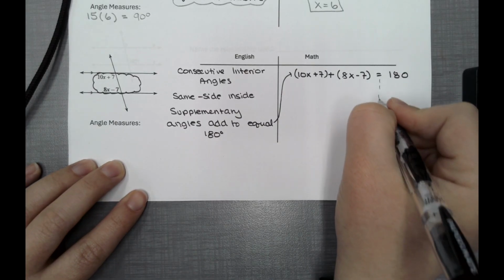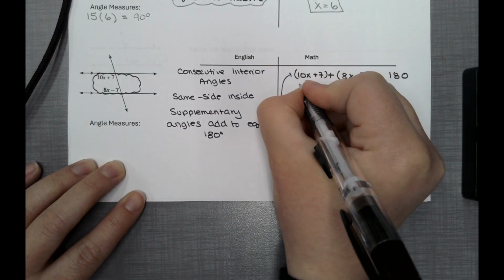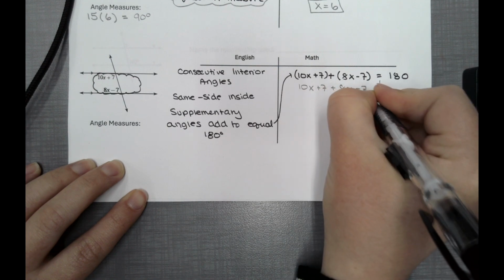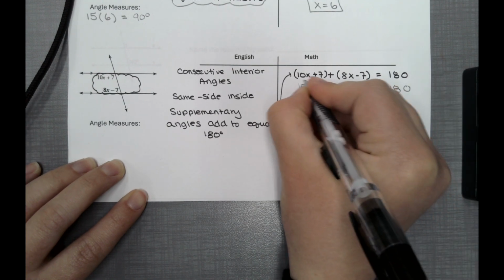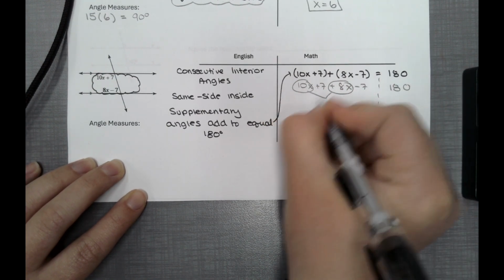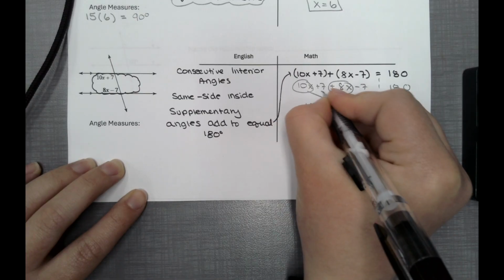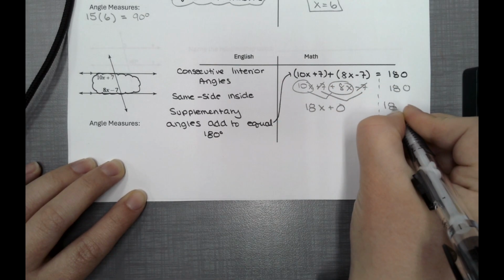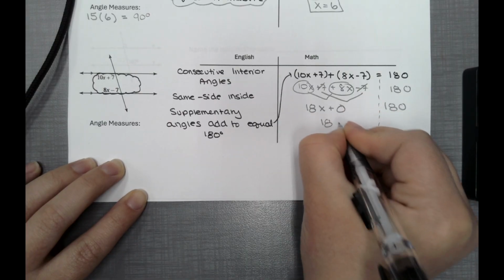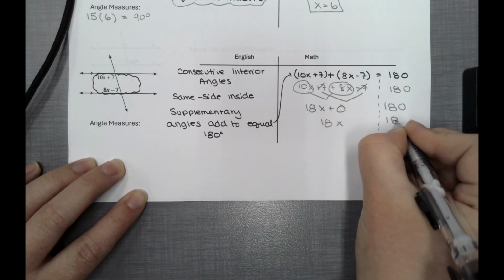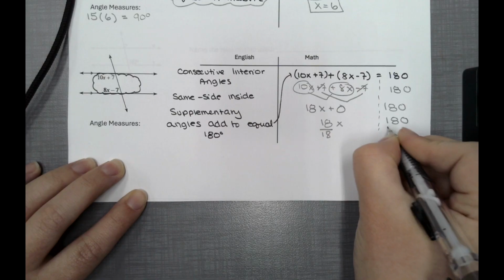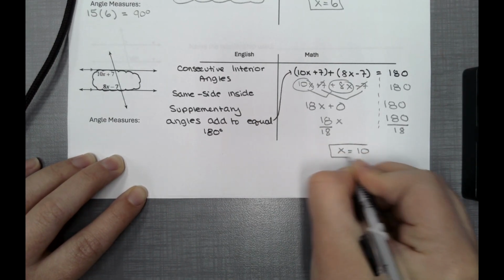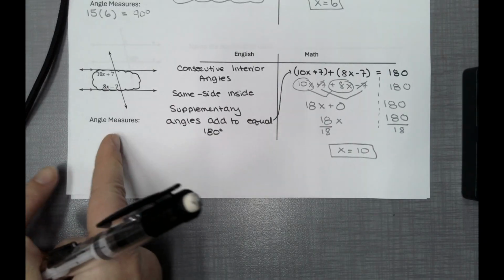Dotted line for balance, let's drop our parentheses. Combine like terms, 10x plus 8x, that's 18x. 7 take away 7, that's just 0. If you want to write 0, you can. You don't have to because you're just going to remove it anyways. Divide by 18, divide by 18. X is equal to 10. Again, you're not done here. We do need our angle measurements.